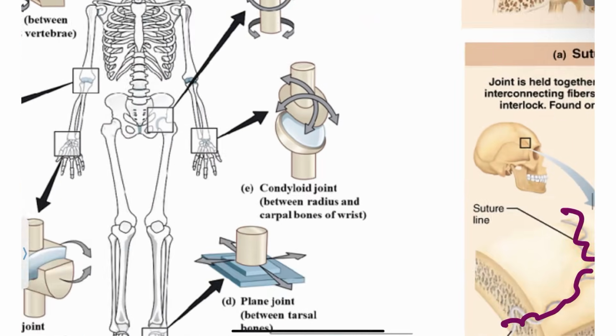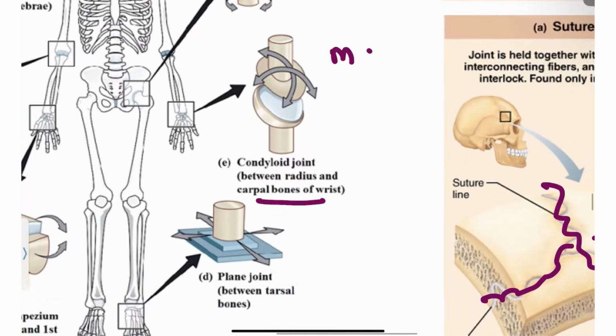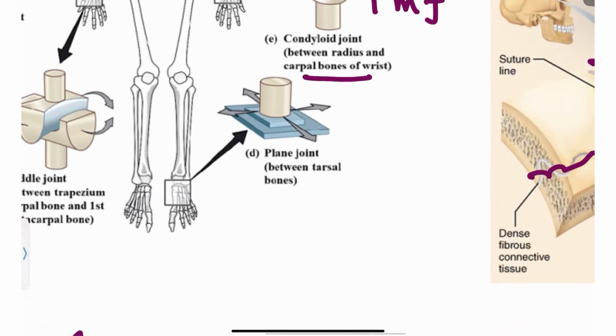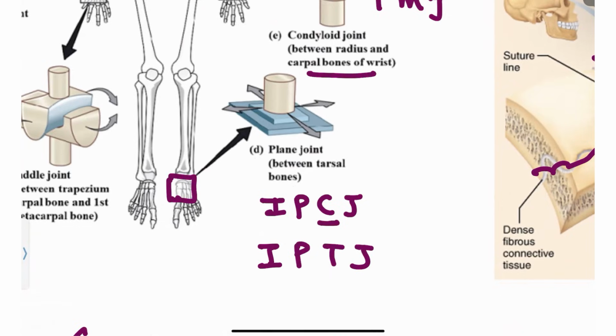And next, coming to the condyloid joint. Here in the condyloid joint, there will be a joint between the carpal bones, right? MCP, metacarpophalangeal joints, and also the knee is present here, and the temporomandibular joint is also a condyloid joint. Next, plane joint. What happens here? Interphalangeal, okay, intercarpal joints, and also intertarsal joints. Here you can see these are the tarsal bones and carpal bones, which are connected by the plane joint.